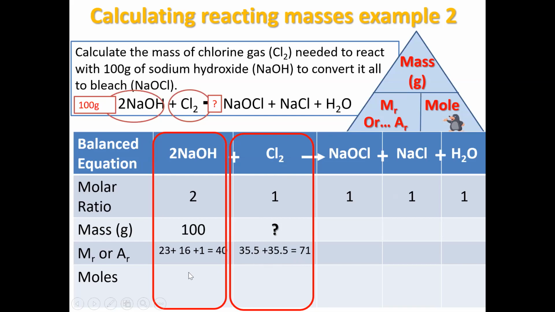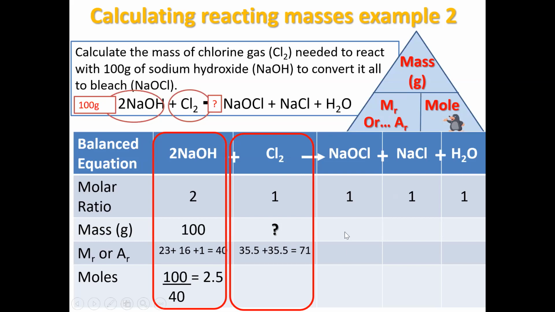So our next stage is to work out the moles of sodium hydroxide. To do that, we use our mass, Mr, moles formula triangle, and you can see that your mass of 100 grams divided by your relative formula mass of 40 gives you 2.5 moles. So you've got 2.5 moles. 100 divided by 40 is 2.5 moles.